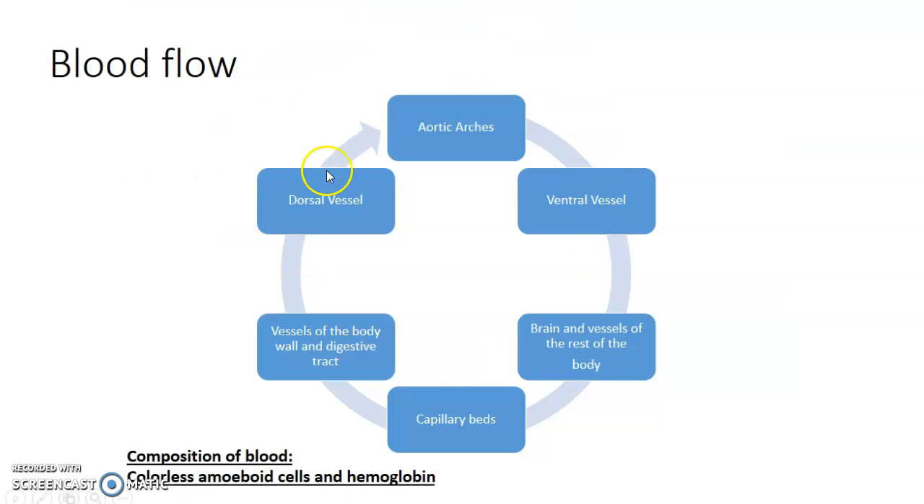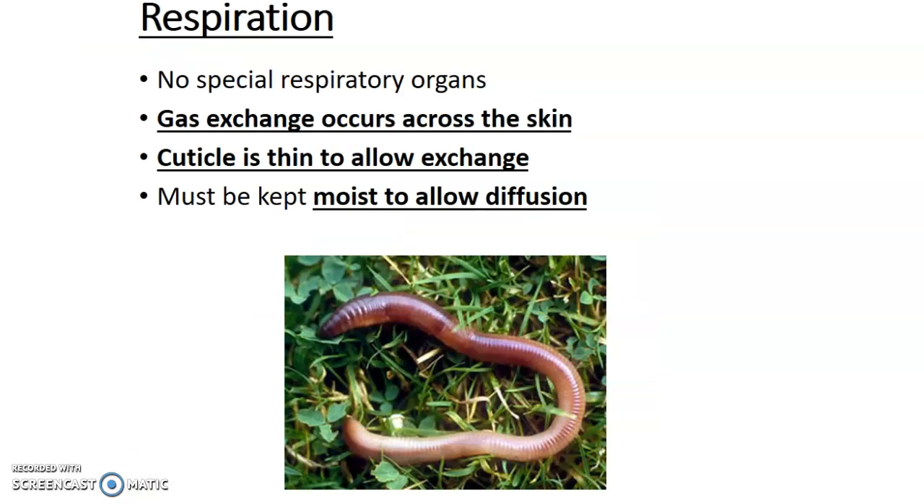Here's a little diagram showing you blood flow through the heart. And just so you know, if you step on a worm, you're not going to see bright red blood. You're going to see it's colorless. It's consisting of amoeboid cells and some hemoglobin as well, but it is going to be colorless. There's no red in color.